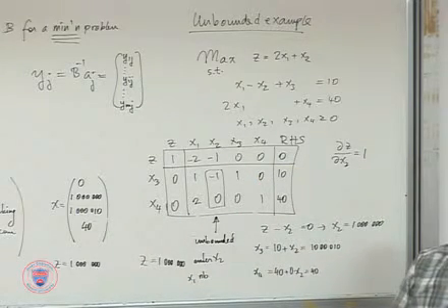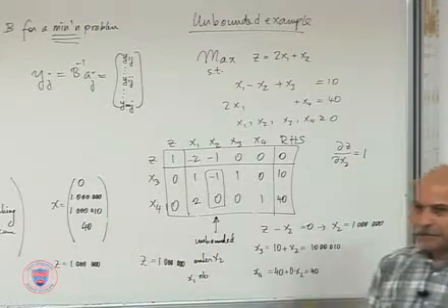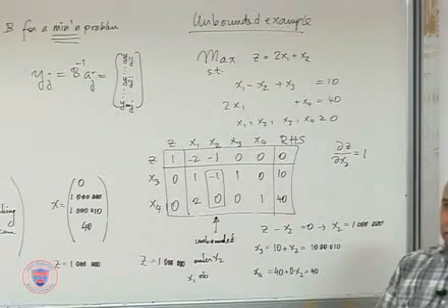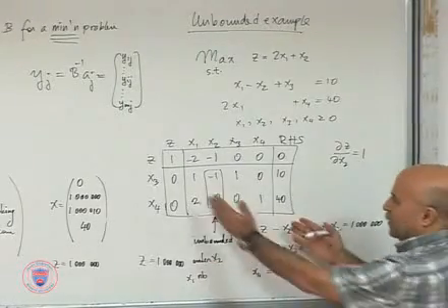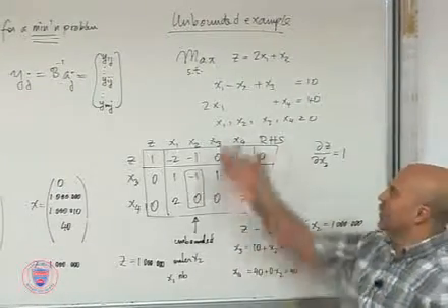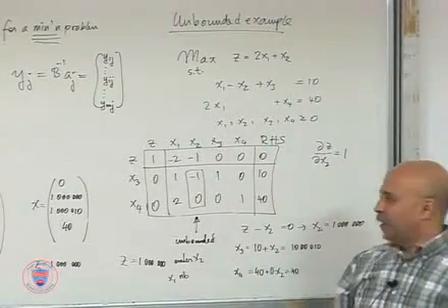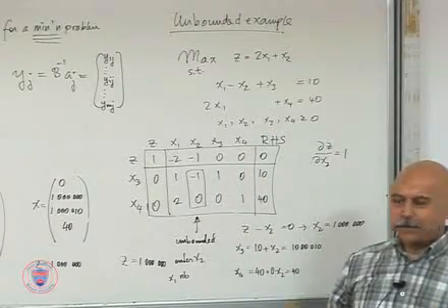Is this feasible? Do you think this is a feasible solution? It is. By construction it is. Because these equations tell you that you're always satisfying the original set of equations. And non-negativity is also satisfied, so it is feasible.